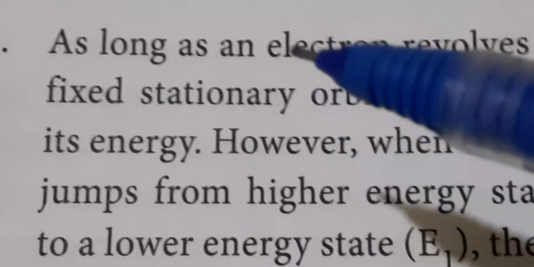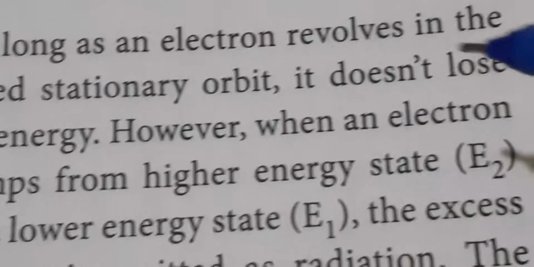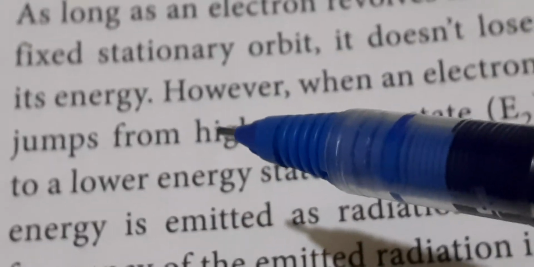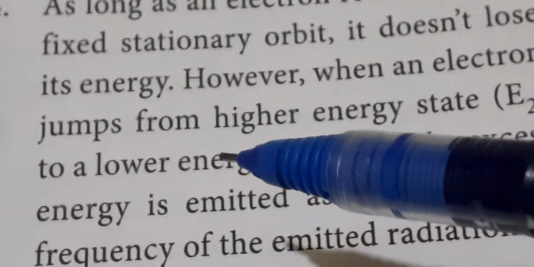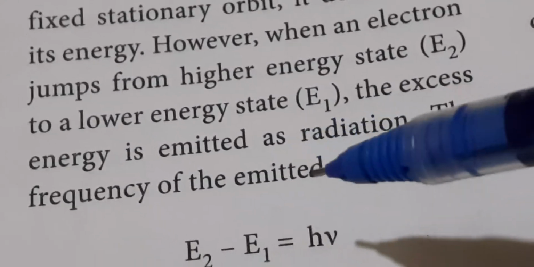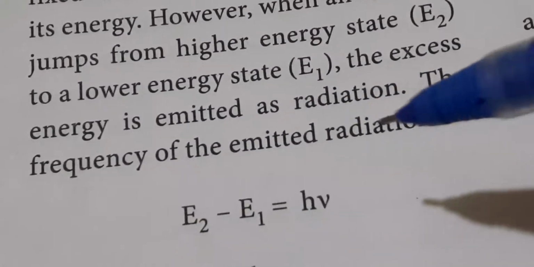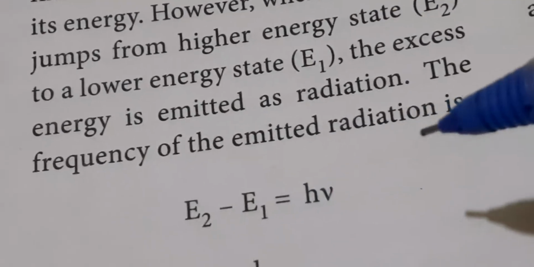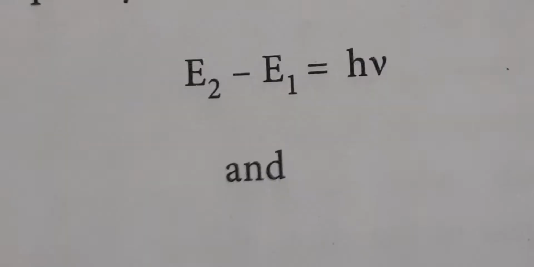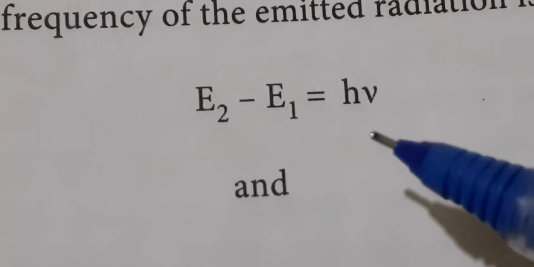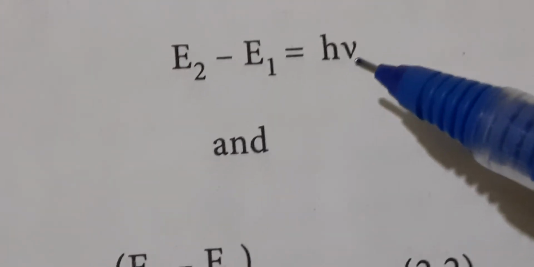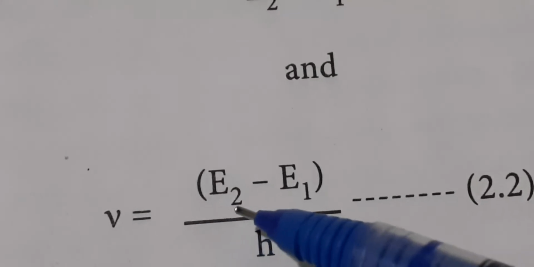The next postulate of Bohr is as long as an electron revolves in the fixed stationary orbit, it does not lose its energy. However, when an electron jumps from higher energy state to lower energy state, the excess energy is emitted as radiation. The frequency of emitted radiation is E2 minus E1 is equal to h nu. From this expression, Bohr calculated the frequency of radiation, nu is equal to E2 minus E1 by h.